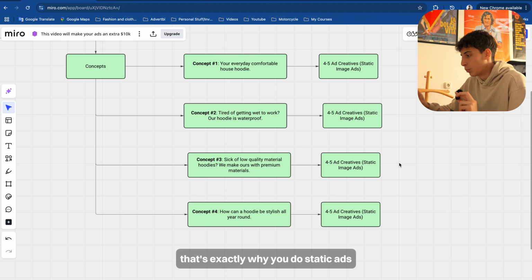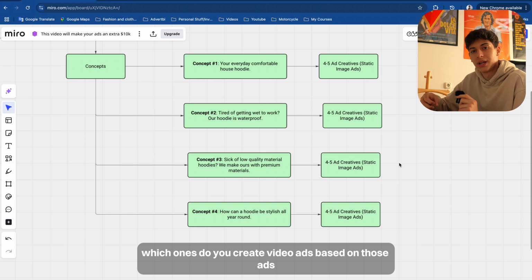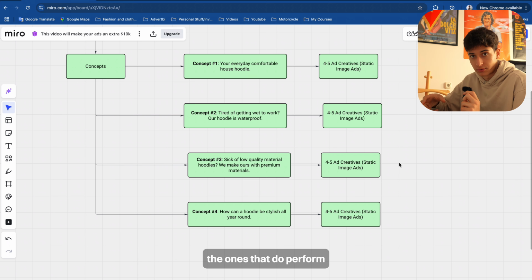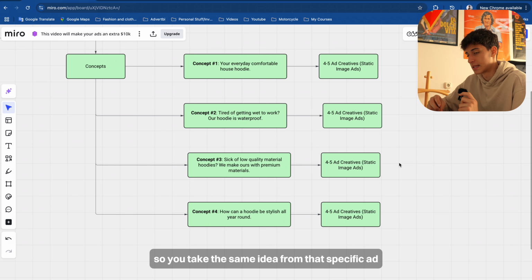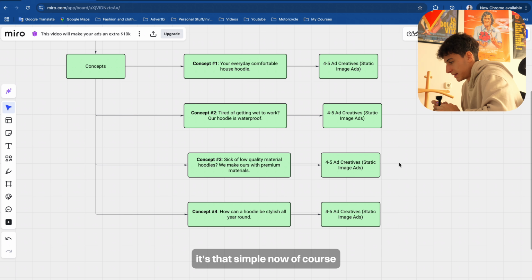That's exactly why you do static ads. You find out what performs out of them, which ones do. You create video ads based on those ads, the ones that do perform. So you take the same idea from that specific ad and then create a video out of it and then run it. It's that simple.